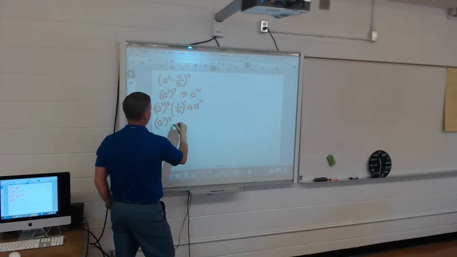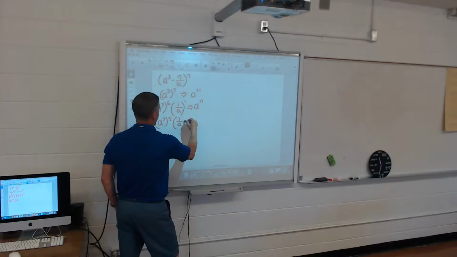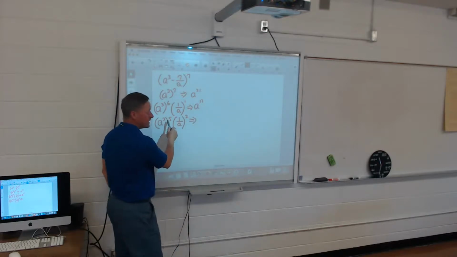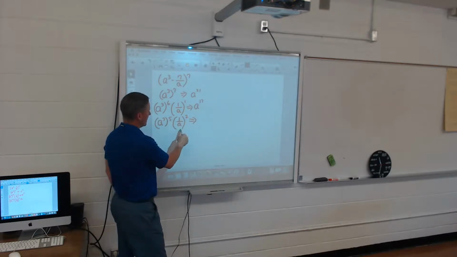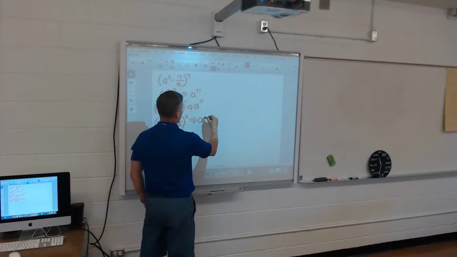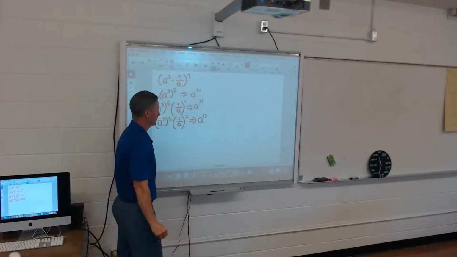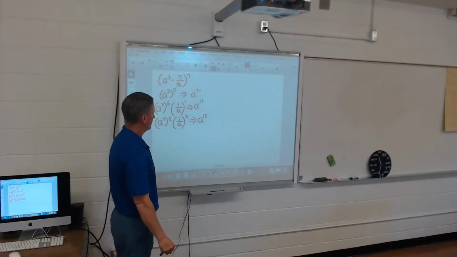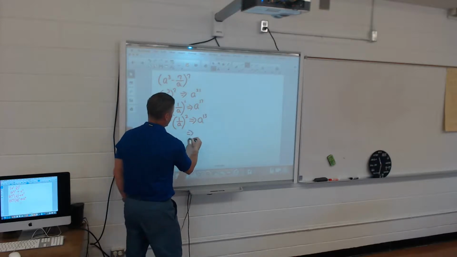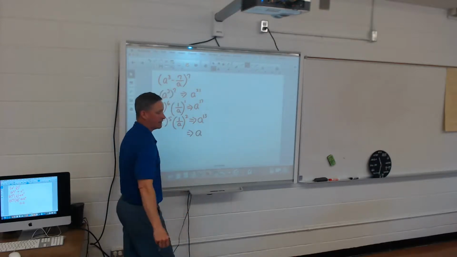A cubed to the 5th times 1 over a squared. A cubed to the 5th is a to the 15th over a squared. That's a to the 13. Can one of you tell me what you think the next one's going to be? A to the what?